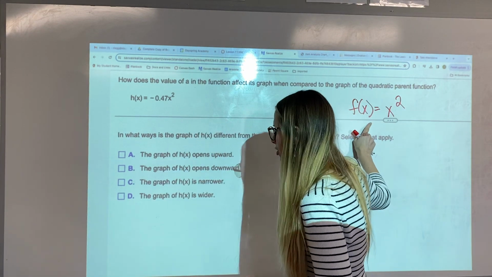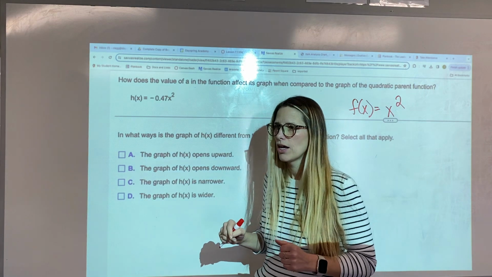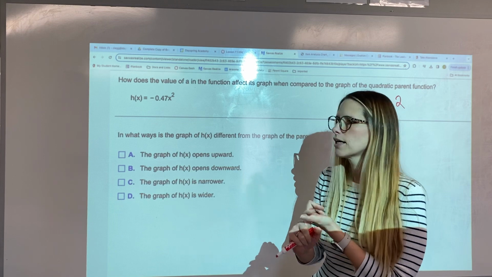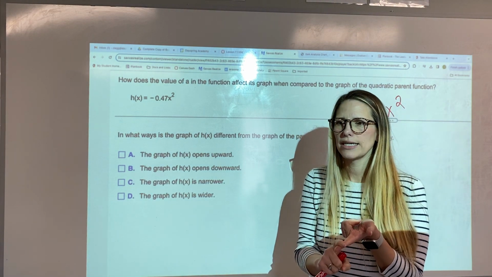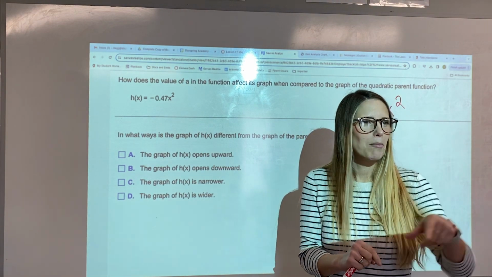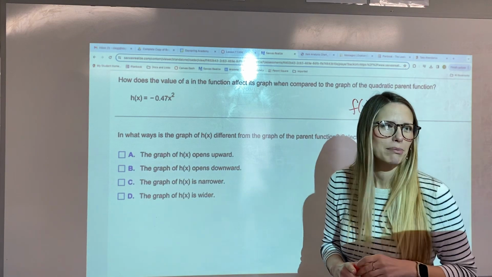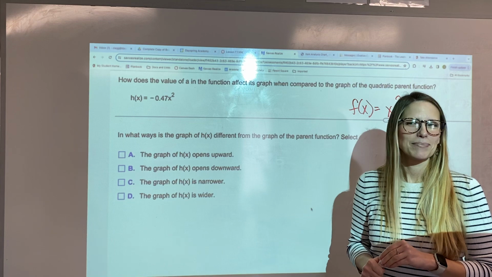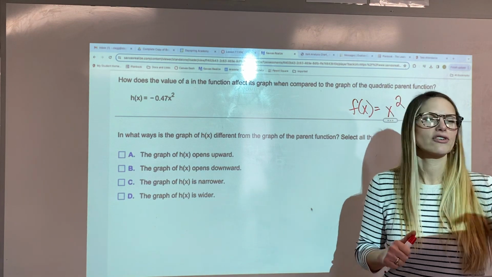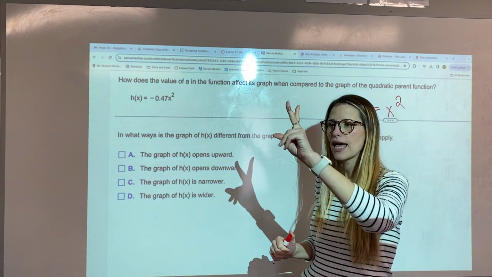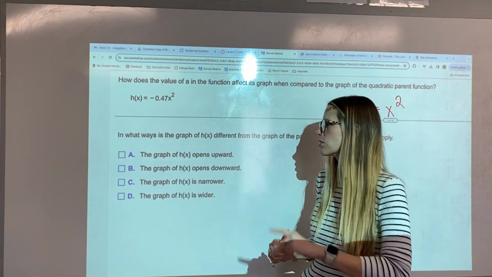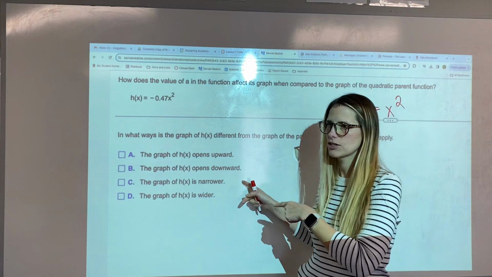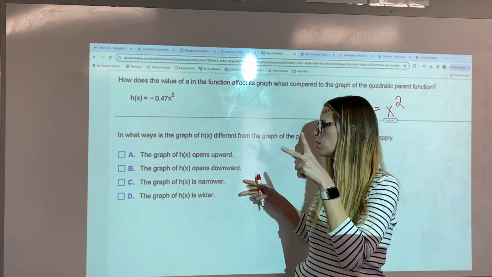Is it different than the parent function in the direction it's facing or the wider and narrower situation? Both. Very good. How do you know it's going to be both? Because it's negative, it's going downward, it's below 0, it's going wide, if it's between 0 and 1. Yes. He's noticing that both two things are affected. So that's why it says select all that apply. So in this case, we're going to have to select two of them.